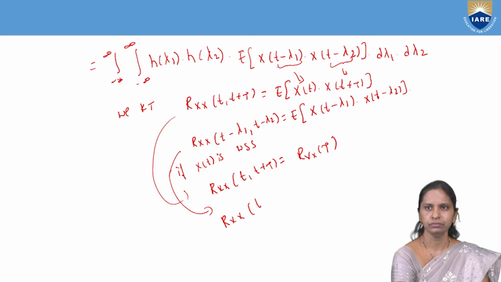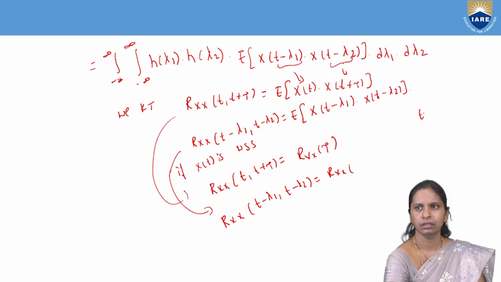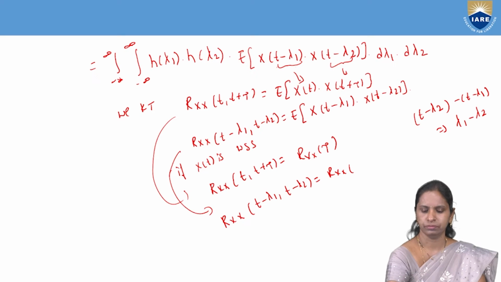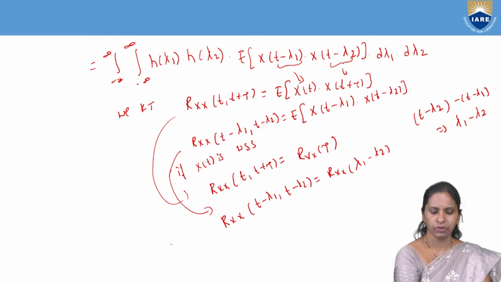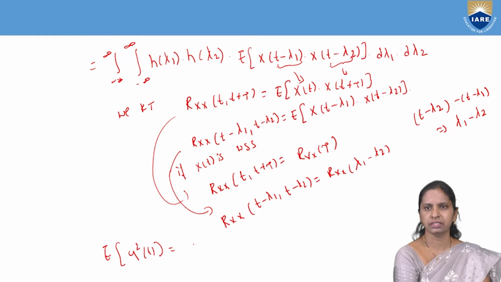Rx of t minus lambda 1, t minus lambda 2 is equal to Rx of, here, t plus tau minus t, which is nothing but tau. Similarly, here t minus lambda 2 minus (t minus lambda 1), so what can you obtain? Lambda 1 minus lambda 2. Here also, lambda 1 minus lambda 2. Therefore, you substitute here.